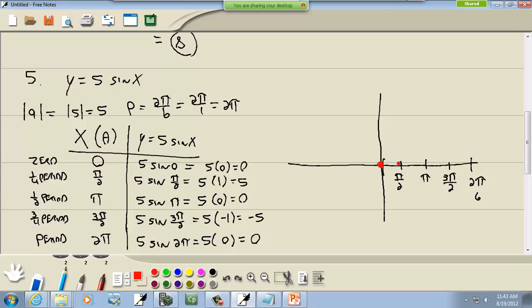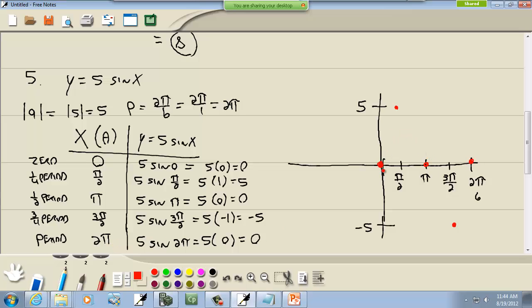Next one is pi over 2, 5. Well, if this distance here is 6, 5 would be, I don't know, let's say right there. We're just sketching, so it doesn't have to be perfect, but it should be fairly close. So, this is pi over 2 and 5, which would be right here. For pi and 0. 3 pi over 2 and negative 5. And 2 pi and 0.